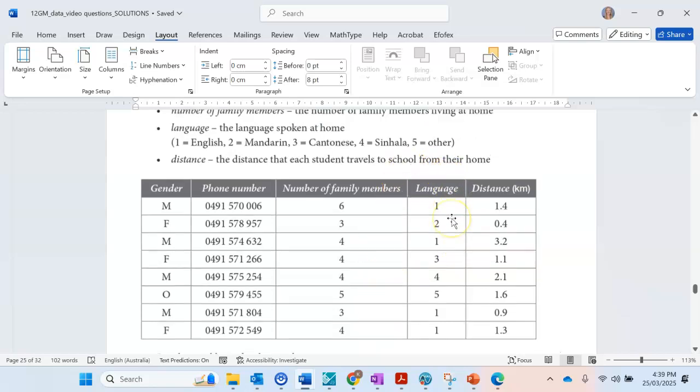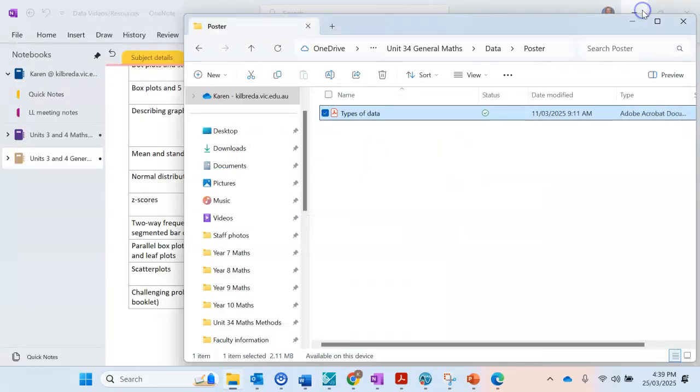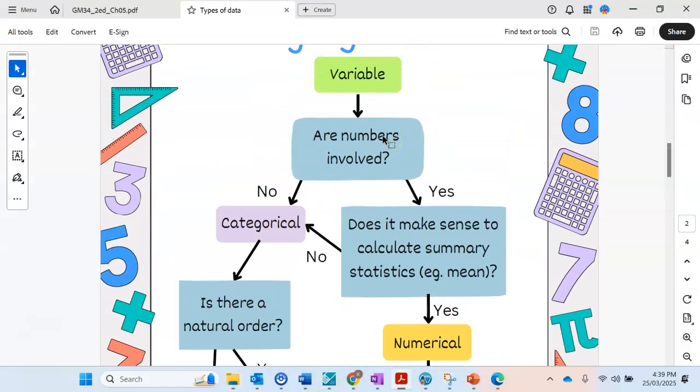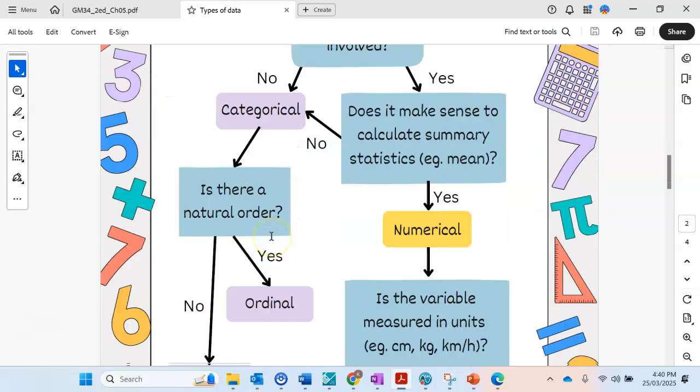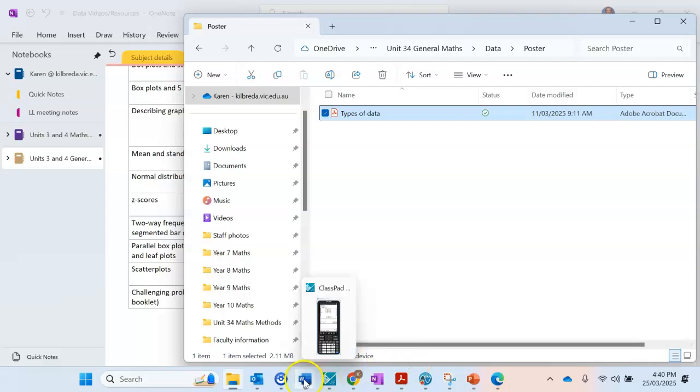Now the language. So we've allocated a number to the language. Are numbers involved? Yes. Does it make sense to calculate the summary statistics? Now, those numbers are just identifying a language. It would be the same as if we allocated a letter. So instead of allocating one to English, we would allocate the letter E to English. So no, it doesn't make sense to calculate the mean, so it's categorical. Is there an order? No. So it's just nominal.